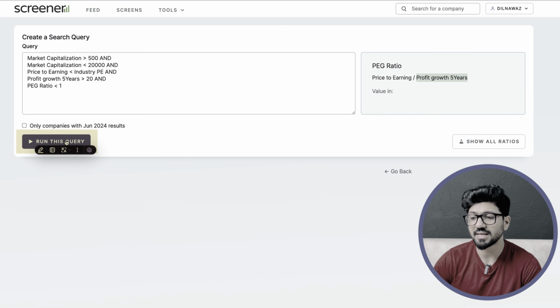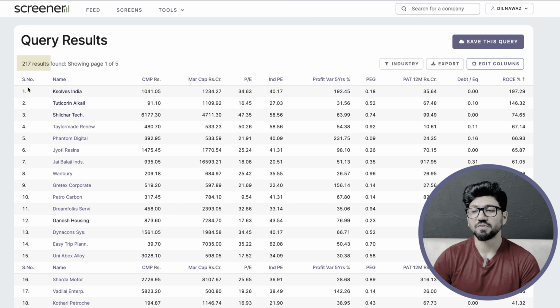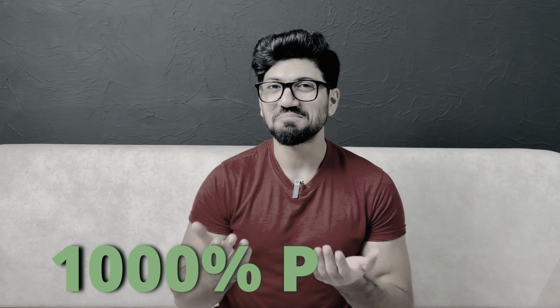Let's run the query and see what happens. Okay, so we have found 217 results, and these are all the companies that have PEG ratio less than 1, and you can see here in the PEG ratio a 1000% profit.